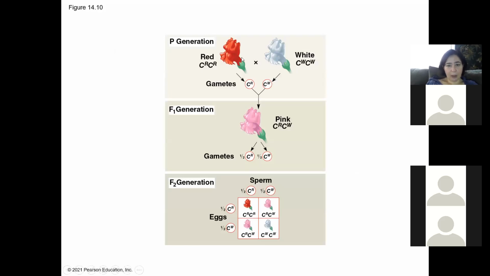This is an example of incomplete dominance. Red, white, and the hybrids are pink, right? So 50% chance pink, 25% red, 25% white. As I said, it's as if you just took two colors and mixed them together, red and white give you pink.